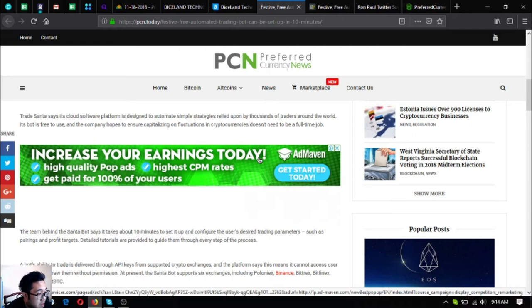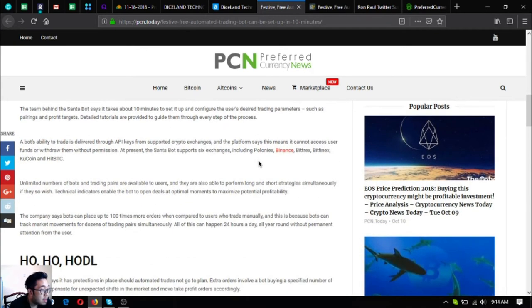Trade Santa says its cloud software platform is designed to automate simple strategies relied upon by thousands of traders around the world. Its bot is free to use, and the company hopes to ensure that capitalizing on fluctuations in cryptocurrencies doesn't need to be a full-time job. The team behind the Santa bot says it takes about 10 minutes to set it up and configure the user's desired trading parameters, such as pairings and profit targets. Detailed tutorials are provided to guide them through every step of the process.